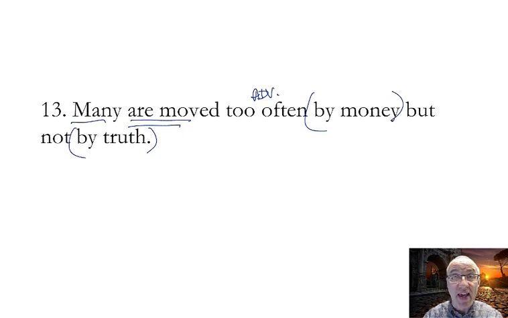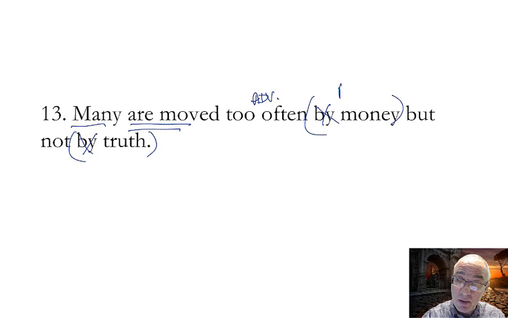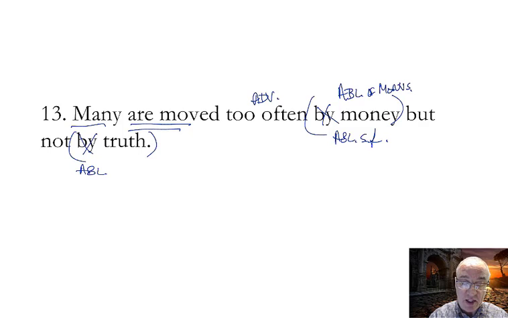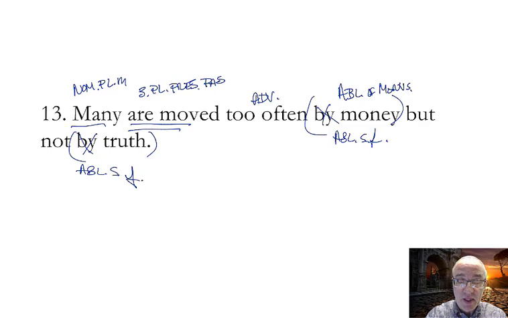And so these are things, not personal agents. So this is going to be your ablative of means, and money is ablative singular feminine. Truth, also ablative singular feminine. Many, we can use your substantive use of the adjective, nominative plural masculine. Are moved, third person plural, present tense, present passive indicative.